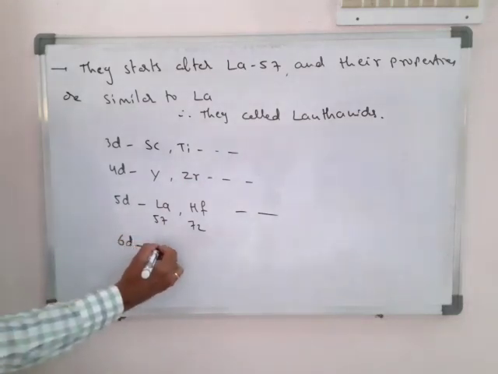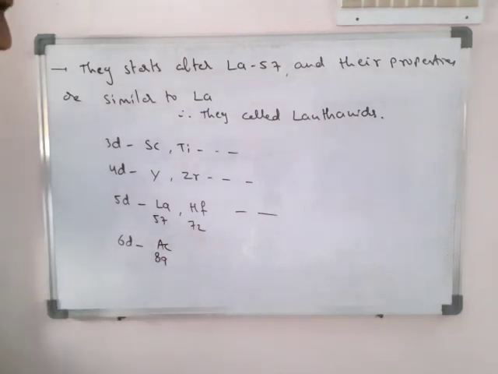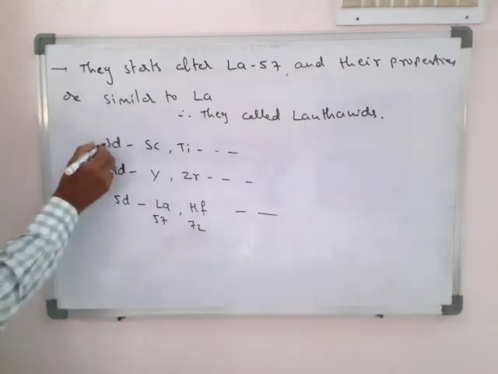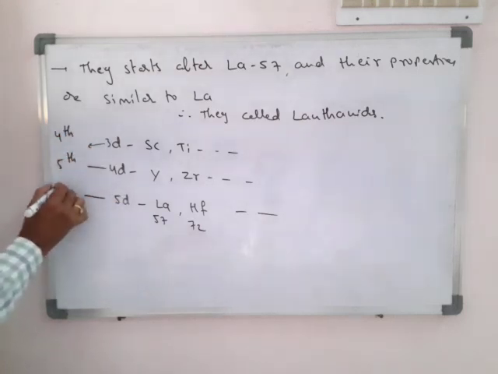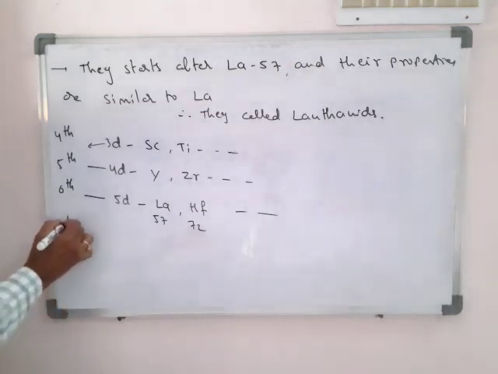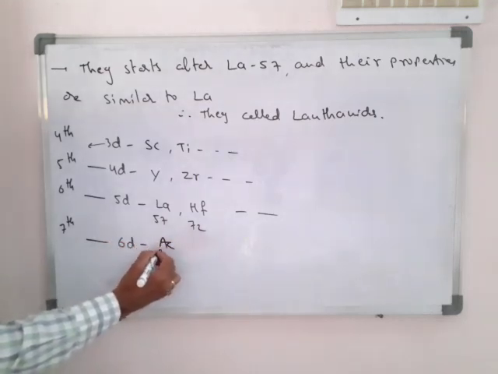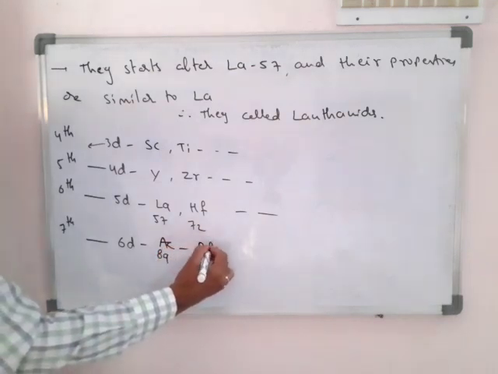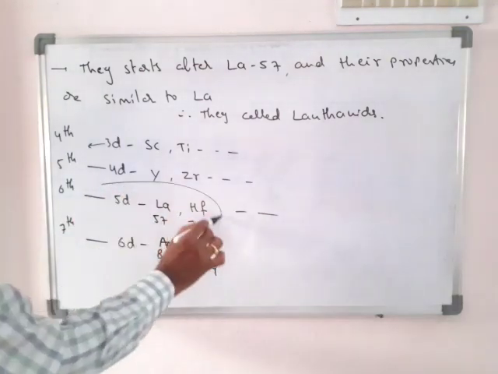The 6d series starts with actinium 89. We will discuss it later in the f block, near actinium. Here is lanthanum 57. So the 3d series belongs to which period? 4th period. This belongs to the 5th period. This belongs to the 6th period. The last ones, the actinides, come in the 7th period. So the 6d series starts with actinium 89, next rutherfordium, that is 104. Now we are discussing these lanthanides.